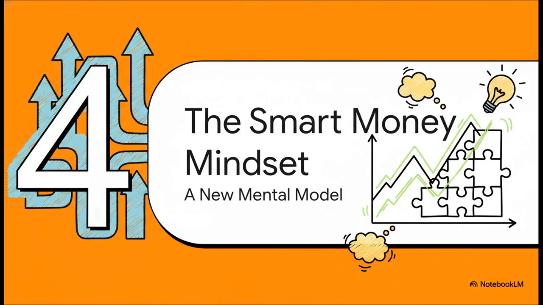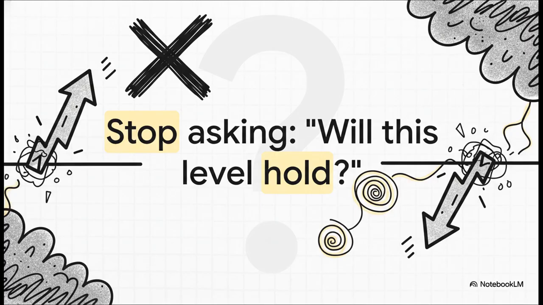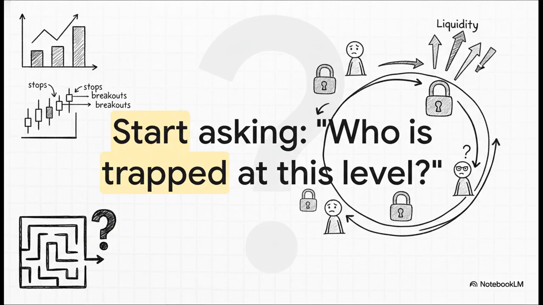All right, so we get the problem, we understand the trap, but how do we start thinking differently? How do we adopt a smart money mindset? Let's build a new mental model for how to look at these levels. First things first, you have to completely stop asking the old reactive question that gets everyone into trouble. You have to stop looking at a level and asking, will this level hold? And instead, you're going to look at that exact same level and ask a totally different question. Who is trapped here? Where are all the stops? Where are the breakout traders getting suckered in? This question forces you to see the chart as a map of liquidity.